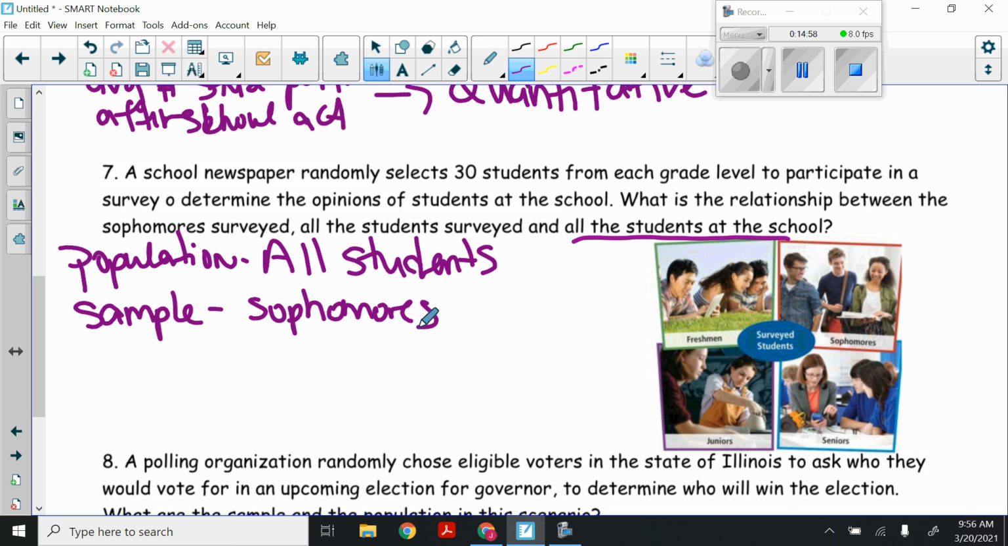But then students surveyed, well, they only selected 30 students from each grade. So students surveyed would also be a sample here, because that's only so many people from the entire population. So that's why it's a sample. So what's the relationship? Both the sophomore class and all students surveyed are samples of the population. The population is all the students at the school.